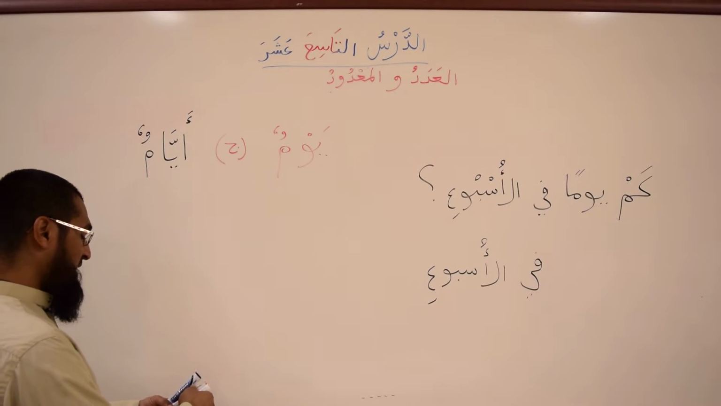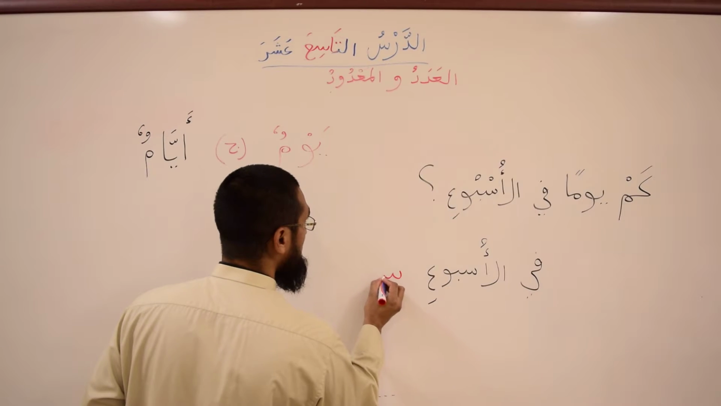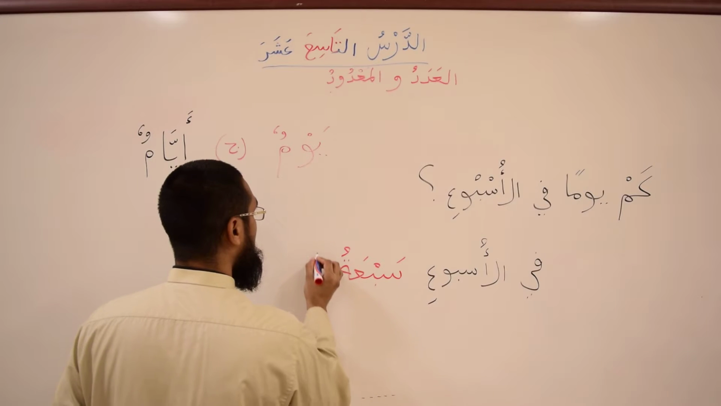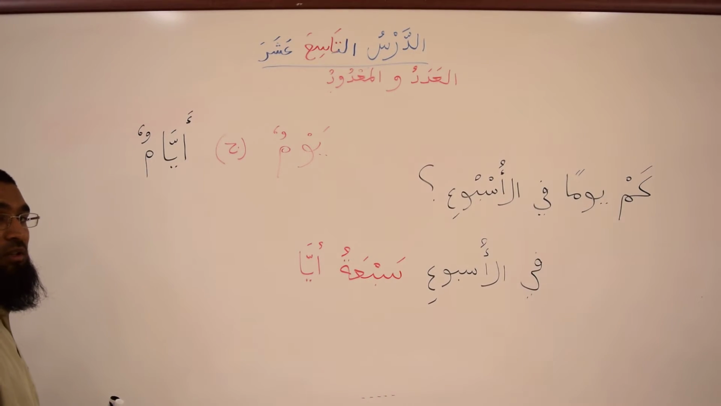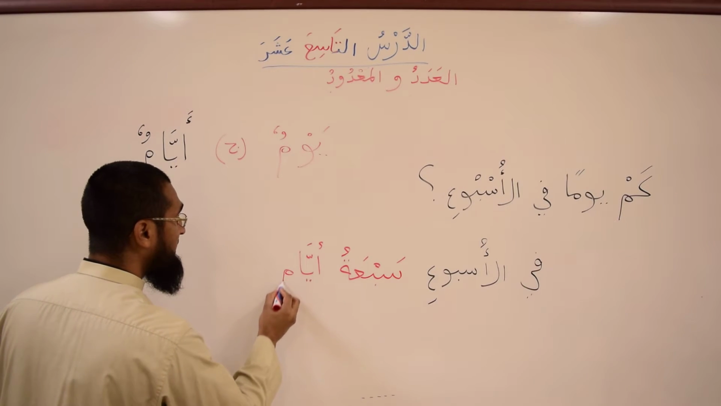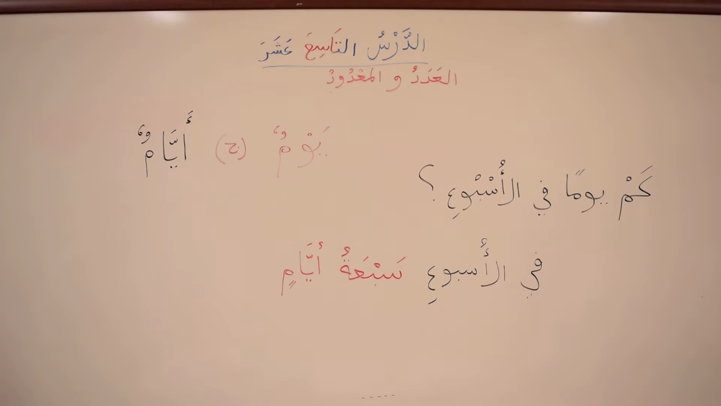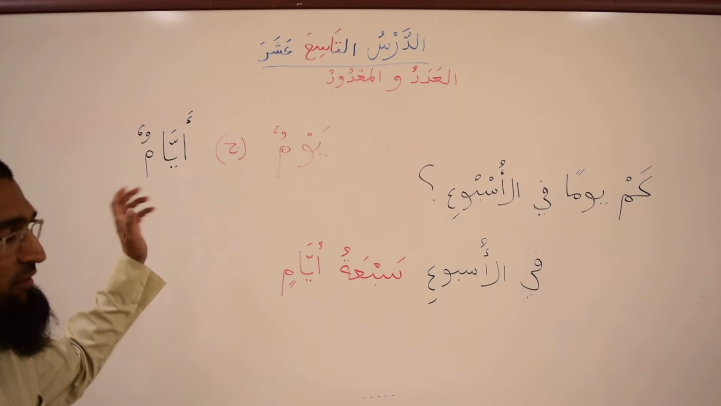And the answer is going to be fil yawmi sab'atu ayyam. Is it going to be ayyamun? No, it's mudafun ilayhi. Ayyamin. Sab'atu ayyamin. Fil usbu'i sab'atu ayyamin. That's how you do al-adadu wal-ma'dud. You can do this with all of the numbers.